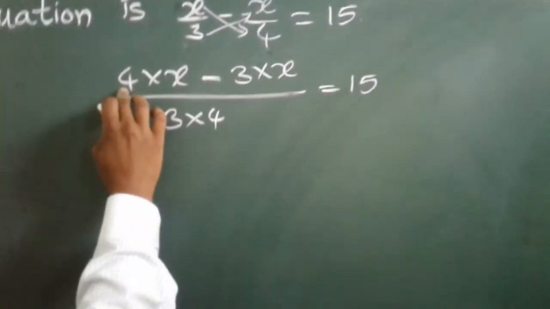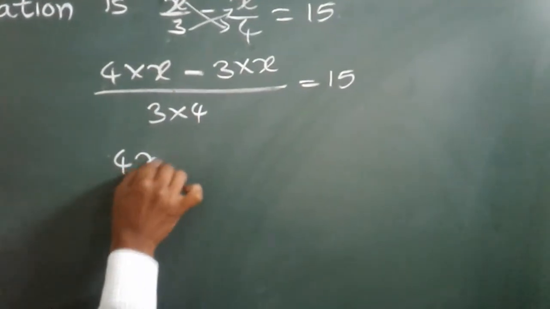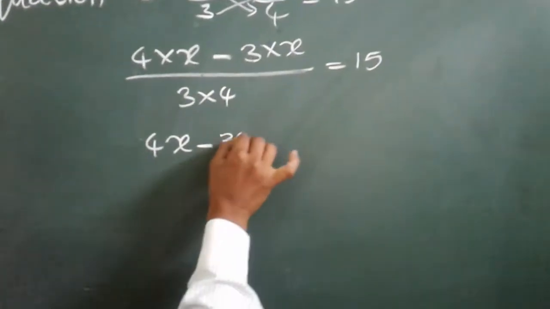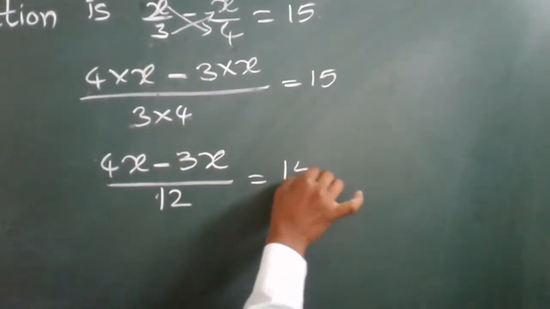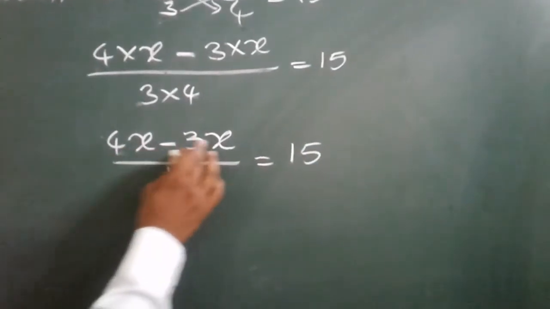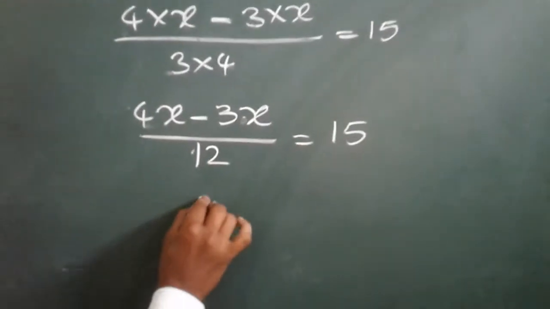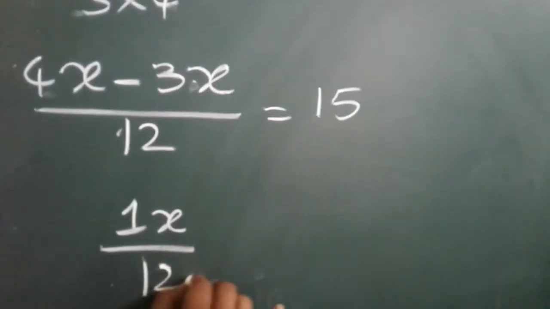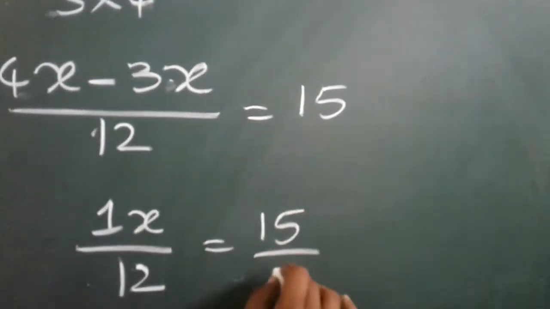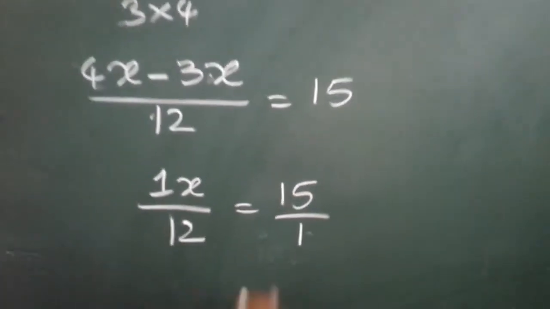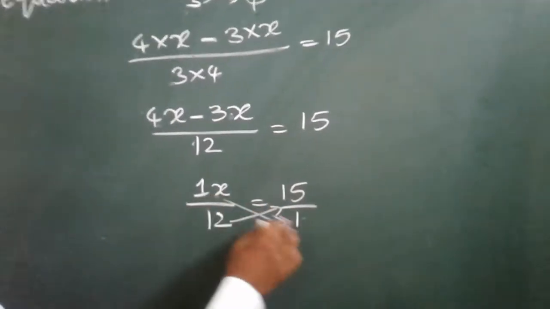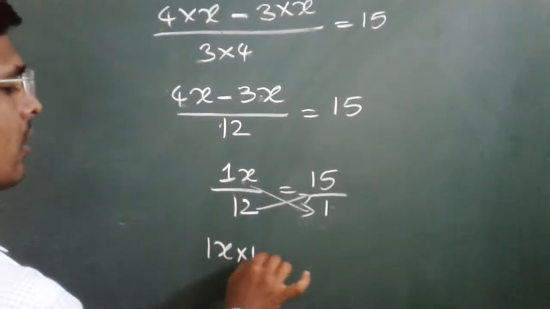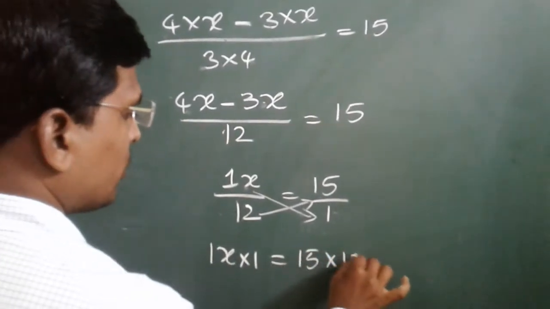Okay, so let's simplify this one. 4 into x, 4x, minus 3 into x, 3x, by 3 4s are 12 is equal to 15. So 4x minus 3x, how much? 1x. 1x by 12 is equal to 15. The denominator is nothing, so we can take it as 1. So again we can do the crisscross method. So 1x into 1 is equal to 15 into 12.